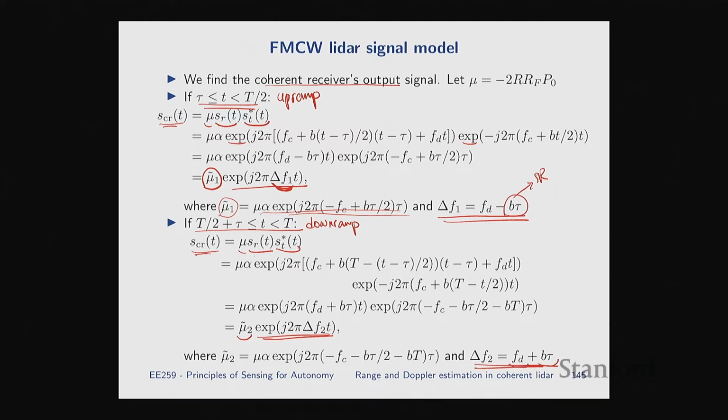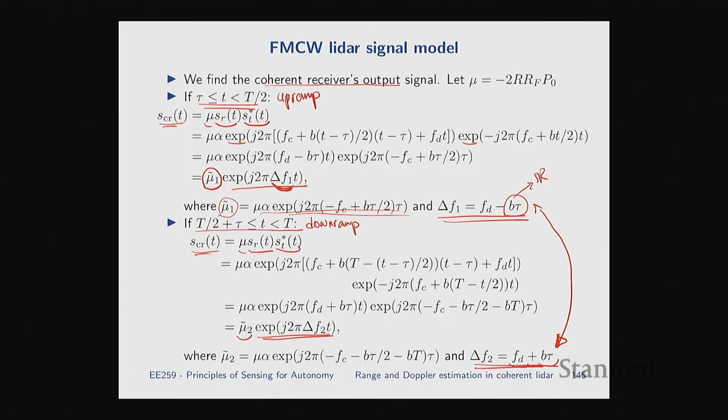Now compare these two. You see one of them is fd plus b tau, one of them is fd minus b tau. So if we estimate delta f1 and delta f2, very easily from that we can find both tau and fd. You just add them and divide by 2. That's your fd. And you subtract them and divide by 2 times b, that's your tau, right? It becomes a linear system of 2 by 2 equations. Any questions so far?